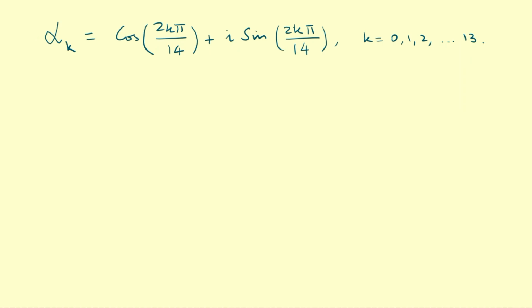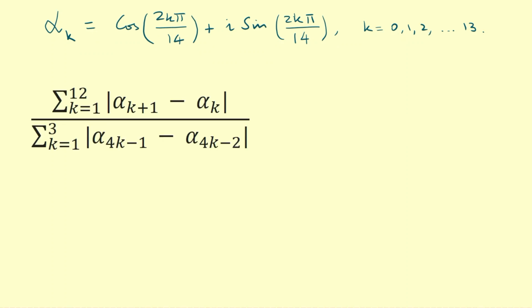If you write pi k by 7 as 2 pi k by 14, it becomes 14th roots of unity for k equal to 0, 1, 2 up to 13. Now, as we know, these nth roots of unity are uniformly located on a unit circle in the complex plane. So, the given expression which contains modulus of alpha k plus 1 minus alpha k, etc., means distance between these two complex numbers.